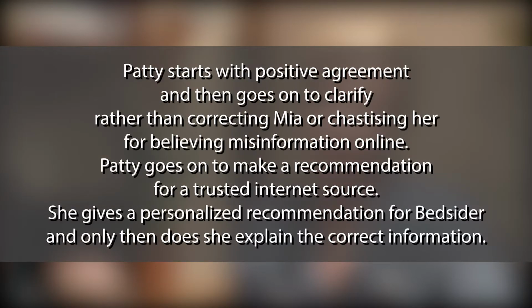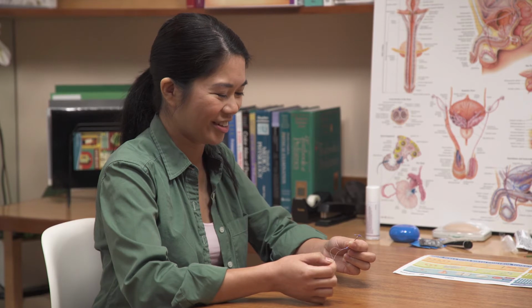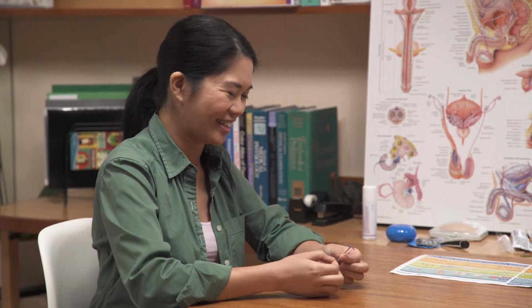Patty starts with positive agreement and then goes on to clarify, rather than correcting Mia or chastising her for believing misinformation online. Patty goes on to make a recommendation for a trusted internet source. She gives a personalized recommendation for Bedsider, and only then does she explain the correct information. I think what you're talking about is the shot. And it could take a while for somebody's natural ability to get pregnant to come back after they stop using it. I read a lot, sometimes too much.